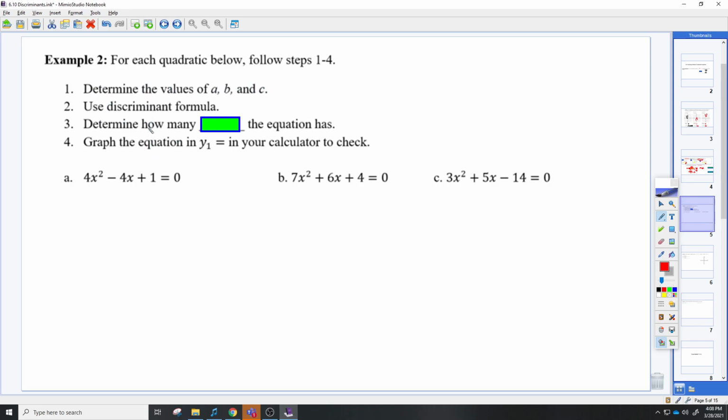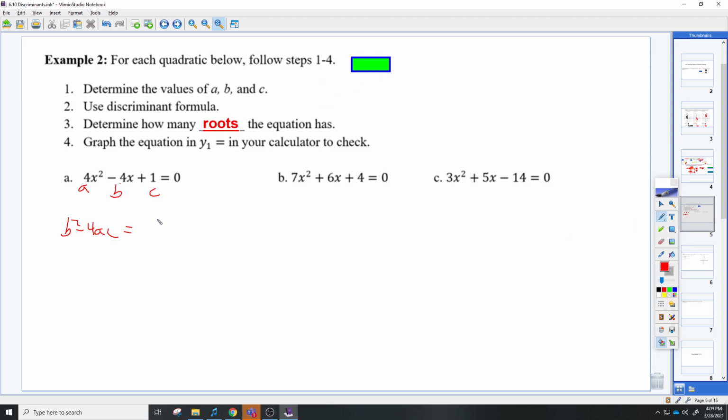So I'm going to go through this with the first example. So a, b, and c. A is 4, b is negative 4, c is 1. Use the discriminant formula. The formula says b squared minus 4ac. That's all you have to remember, just the part inside the square root. Then we're going to determine how many roots the equation has.